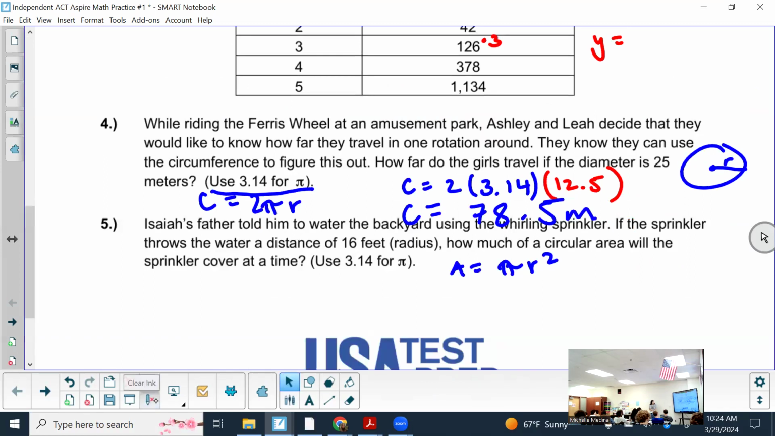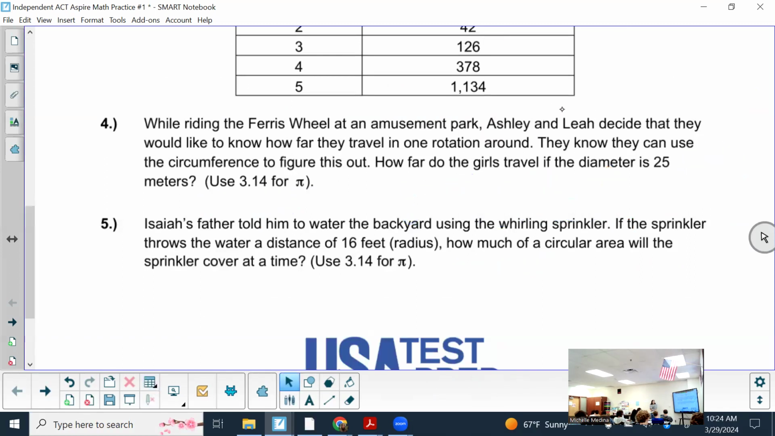So while riding the Ferris wheel at an amusement park, Ashley and Leah decided that they would like to know how far they travel in one revolution around. They know they can use the circumference to figure this out. How far do the girls travel if the diameter is 25 meters? So normally they wouldn't tell you to use the circumference. They would make you use your critical thinking skills.